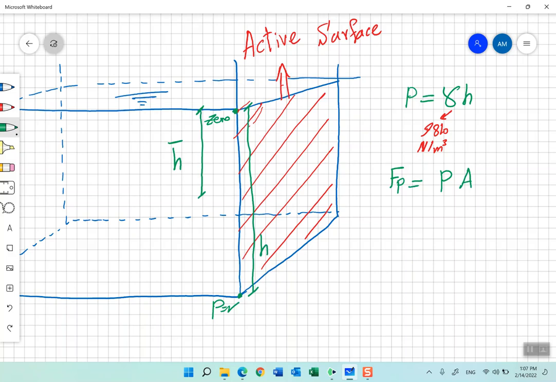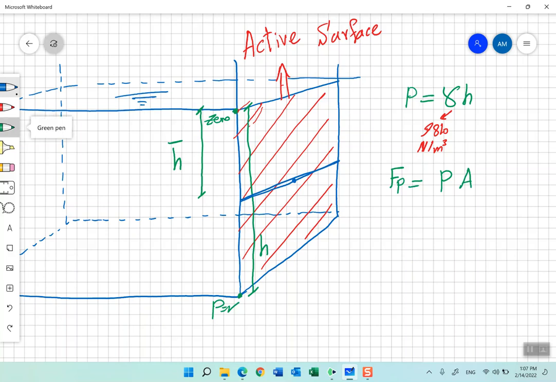And this H bar is the distance between the water surface and the centroid of the section. It was the average in this case because I am dealing with a rectangular active surface, and the centroid of a rectangular active surface is exactly in the middle, right? So it is exactly at H over 2. It's in the middle between 0 and the bottom.